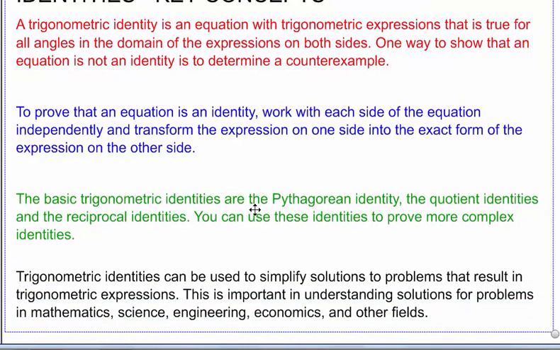The basic trig identities we have to work with are the Pythagorean identity, the quotient identities, and the reciprocal ones. These are the ones you've seen already. They're on the next page as well. And we can use those to prove more complex identities. And just a quick comment, trig identities can be used as simplified solutions for problems where trig expressions exist in other fields as well.